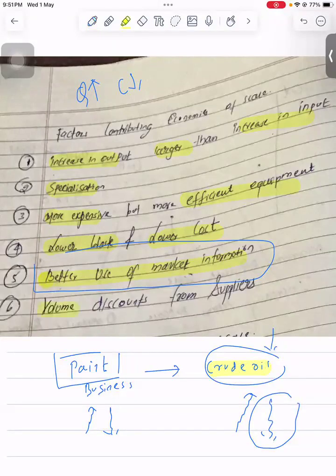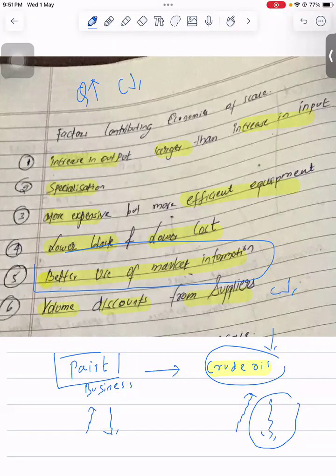Sixth one is volume discounts from suppliers. If you buy raw material in bulk, suppliers can give you a volume discount. So volume discount will decrease your cost, right? It will increase your profit margin. So this will result in economies of scale.